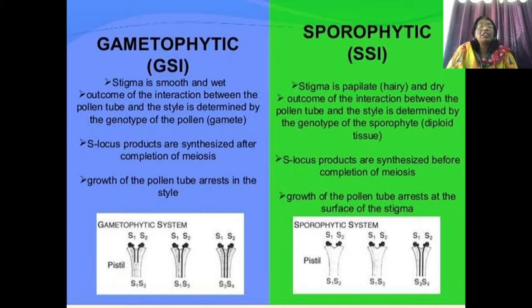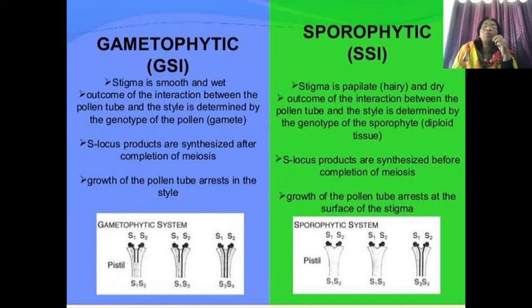In the GSI system, the outcome of the interaction between the pollen tube and the style is determined by the genotype of the pollen gamete. Means in this gametophytic system, the outcome is determined only by the genotype of the pollen gamete. It is a very important point, therefore it is termed a gametophytic system. Gamete means the pollen grain is responsible for the determination.